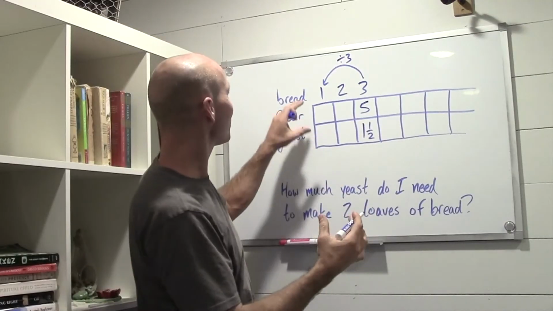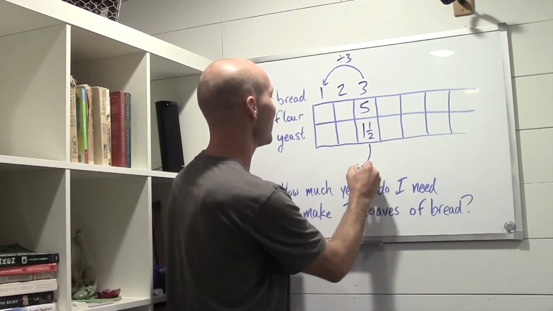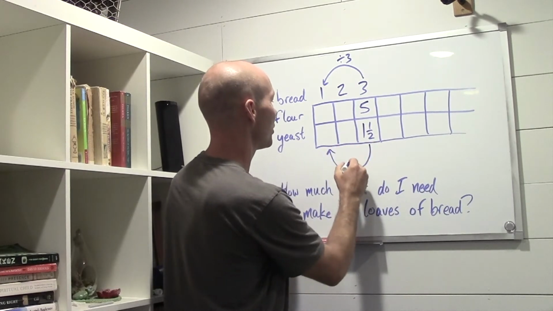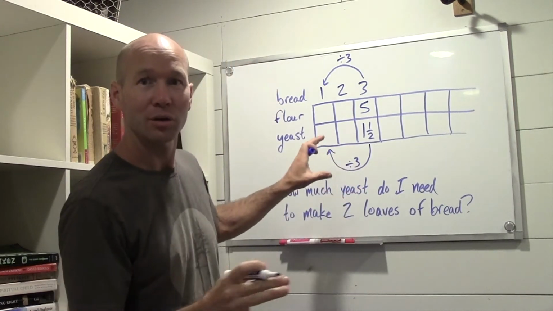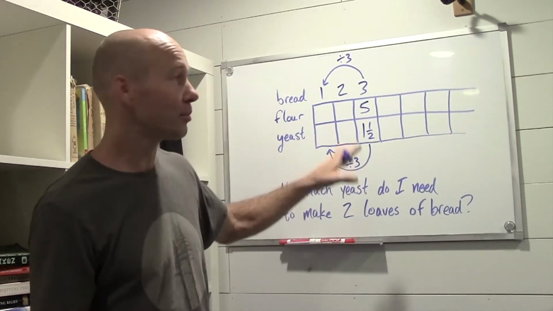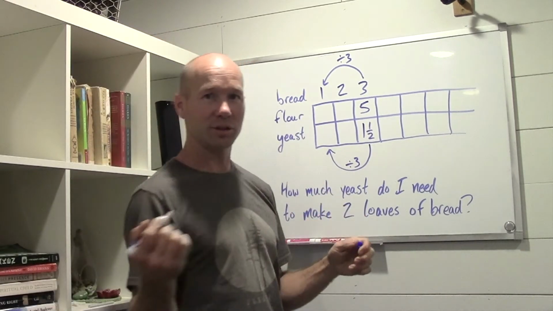So if I want to make 1 loaf of bread, then I'm going to have to scale everything down by 3. I'm going to have to divide every single thing, all my ingredients, by 3 to make 1 loaf of bread. So I can just do that pretty easily.